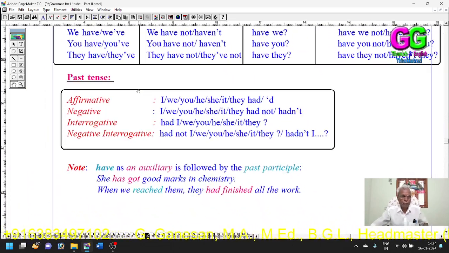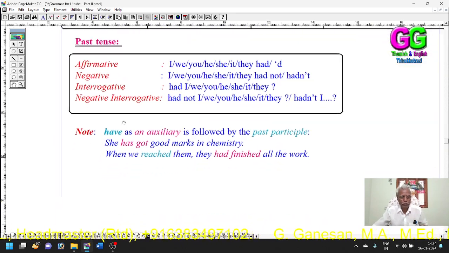And past tense. Affirmative: I had or I'd. They had attained. Negative: I had not or I hadn't. Interrogative: had I? Negative interrogative: had I not, or hadn't I? That is the past tense.